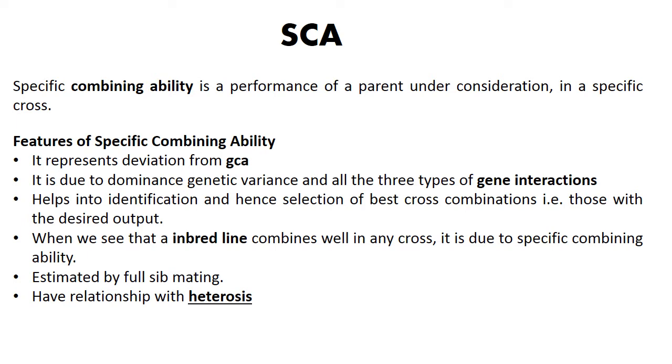Specific combining ability. It is the performance of a parent under consideration in a specific cross. The features are: it represents deviation from GCA. It is due to dominance genetic variance and all three types of gene interaction. It helps in identification and hence selection of the best cross combinations, that is, those with the desired output. When we see that an inbred combines well in any cross, it is due to specific combining ability, which is estimated by full-sib mating and has a relation with heterosis.